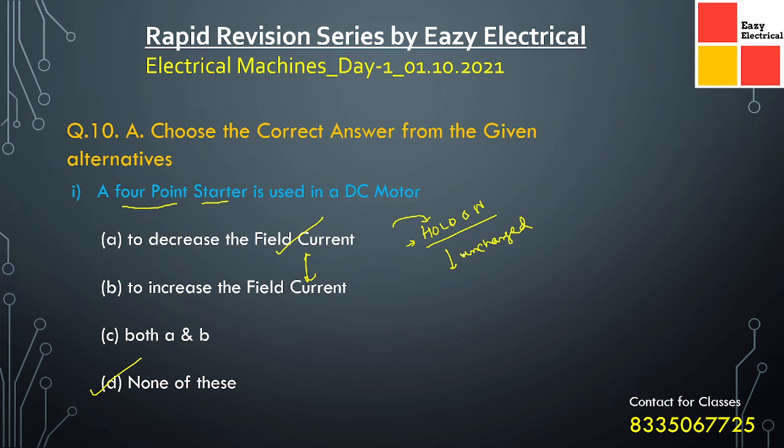Its purpose is to maintain, irrespective of whatever changes there are in the field current, the current through the hold on coil, that is the armature current, should be constant. Okay, it should not change. So that's it for today.